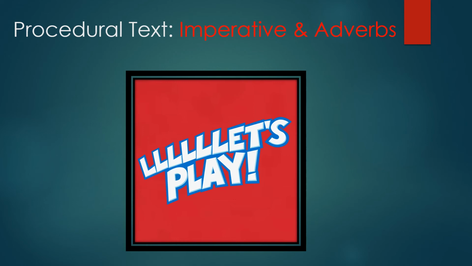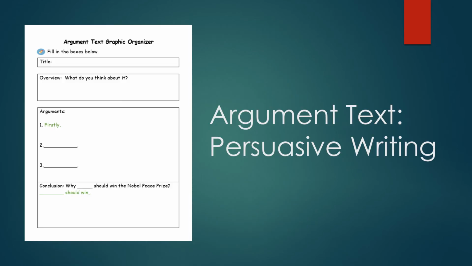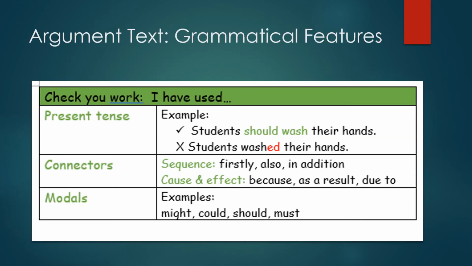Could be some fun. Another genre that you might be teaching is argument text or persuasive writing. Convince your reader about something. There are many grammatical features in this type of writing as well. Usually in this type of text, we use the present tense, sequence connectors as well as cause and effect connectors, and modals.